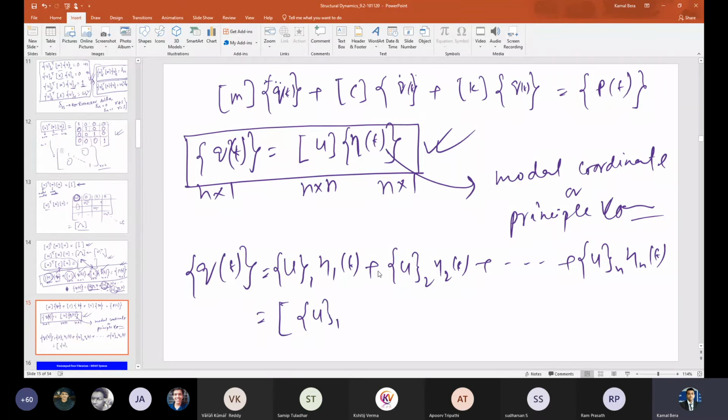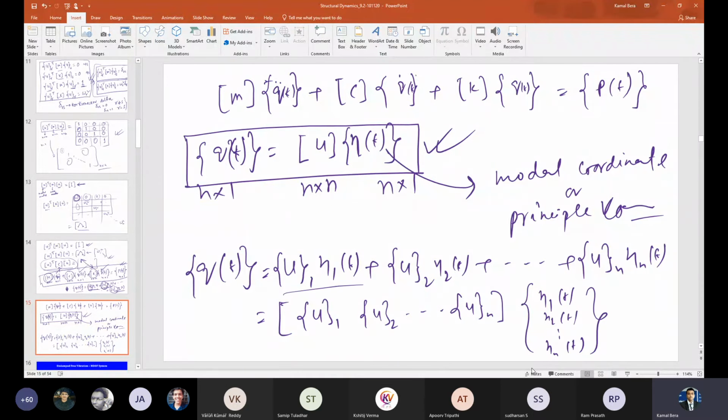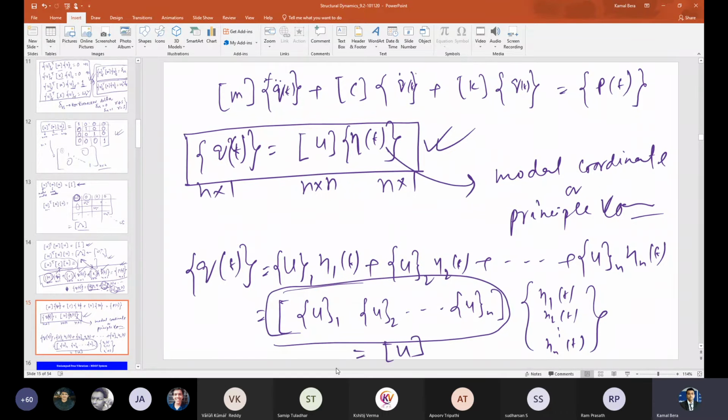So I can write it like this: U1, U2, Un, then in vector form eta 1 t, eta 2 t, eta n t. If you multiply it, you will get the same thing. This is nothing but your modal matrix, that is U, and this I am calling in vector form eta t. So this is my actual physical coordinate, the system coordinate Q t. I need to find out the response at Q t, this vector, actually.